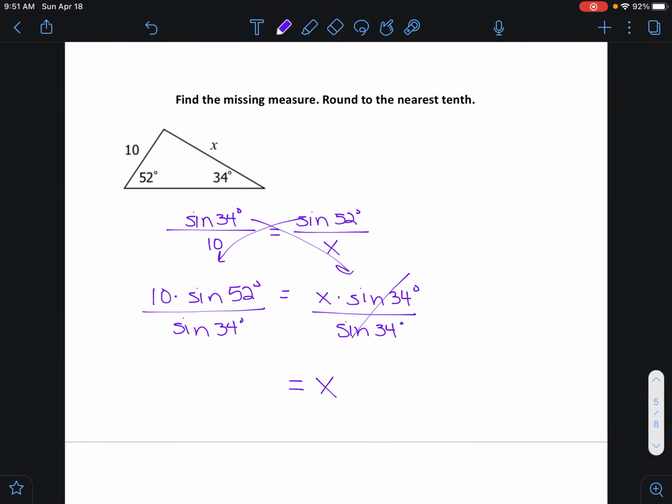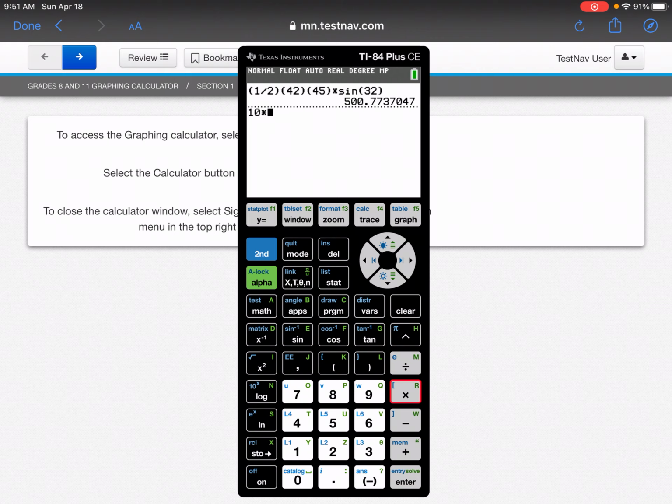Okay, so we're going to do 10 times sine of 52 degrees. Now you want to hit enter here, so make sure you do that. Now just hit the divided by right here, so that'll take your answer right there, divided by sine of 34, and then press enter again. Okay, and so just leave those answers. Don't do any rounding at 7.88. Don't round that. Leave the whole answer in there. So I get 14 point, I would round this to 14.1.